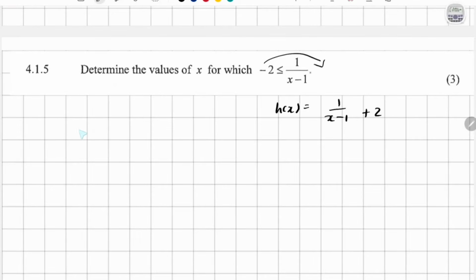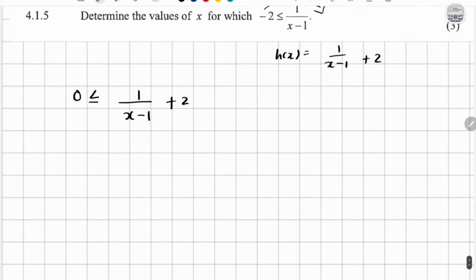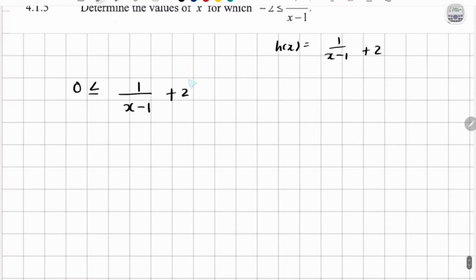So if we take this negative 2 over to the left-hand side, we're going to have 0 less than or equal to 1 over x minus 1, and then this is going over, so we have plus 2. Now this makes more sense. Let me rewrite it in a way that this comes first, so it looks simpler: 1 over x minus 1 plus 2, but you still have to follow what the sign says. So I'm going to put the 0 here, and you need to show exactly what this is saying.